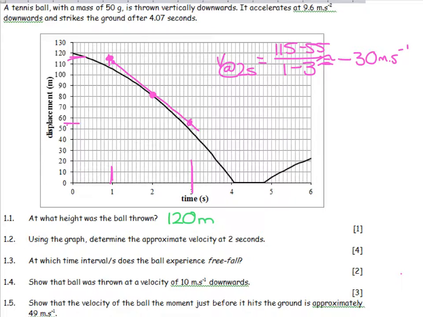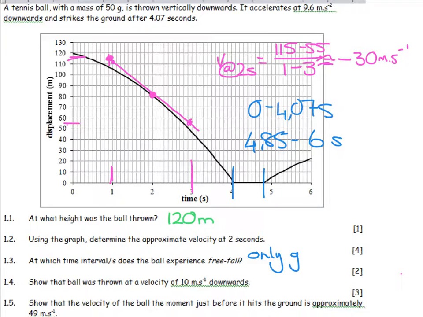Free fall is whenever it is only under gravity. So then you're going to end up with everything up until here, and then it's in there, so it turns out to be 0 to 4.07 seconds, and from 4.85 seconds to 6 seconds.